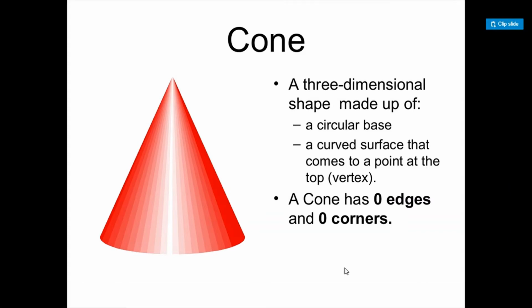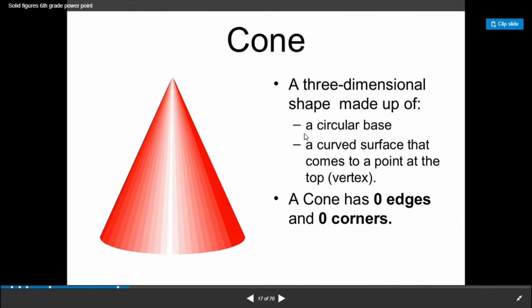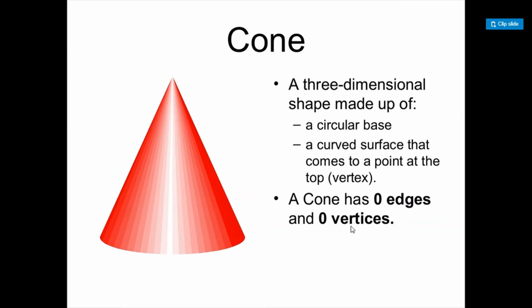So a cone is a three-dimensional shape made up of a circular base, so circle. It has a circular base, a curved surface that comes to a point at the top. A cone has zero edges and zero corners. It has also zero vertices.